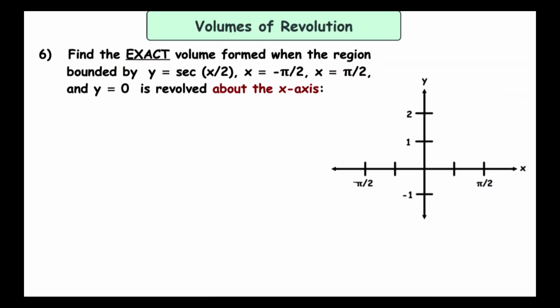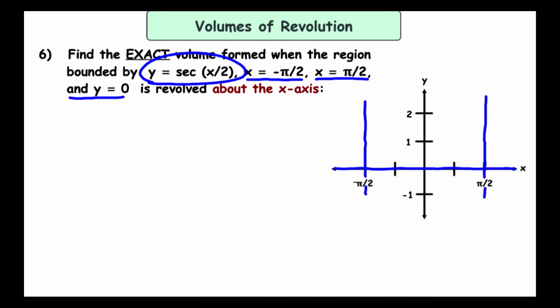Okay, number 6 says find the exact volume. So again, we want an exact answer formed when we take the region and we revolve it about the x-axis. All right, so let's take a look and see what the region looks like. It's a secant. Oh boy. It's a secant of x over 2. So I kind of have to think about this. We do know that it goes between negative pi over 2 and positive pi over 2, so I can fill that in first. Those will be vertical lines. And of course, y equals 0 is the x-axis. So the secant graph is going to form the top portion of this bounded region.